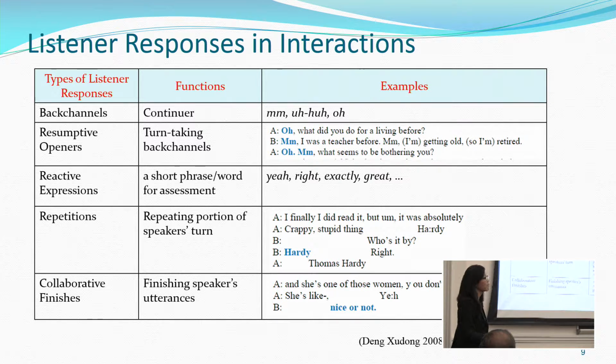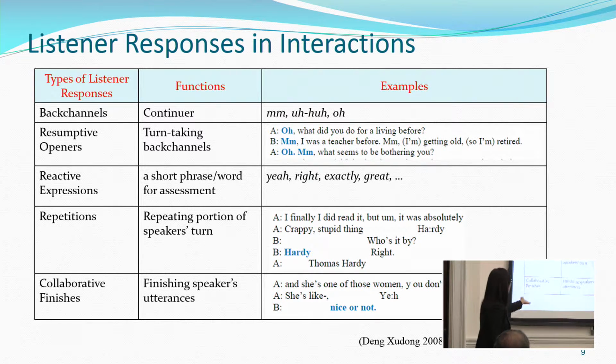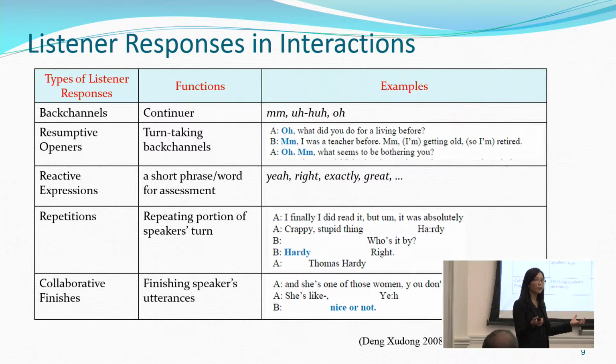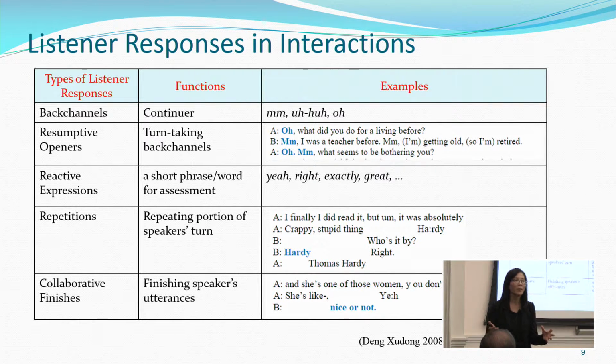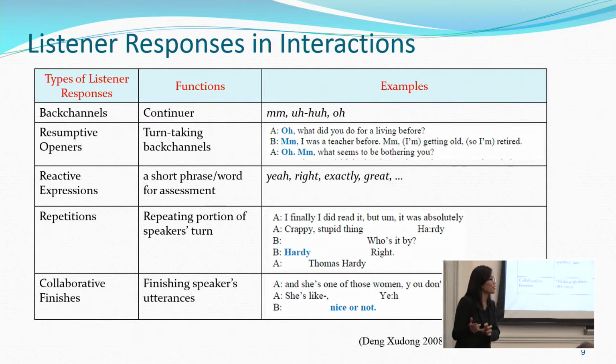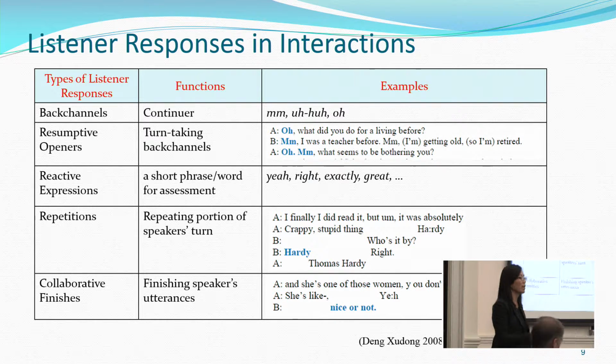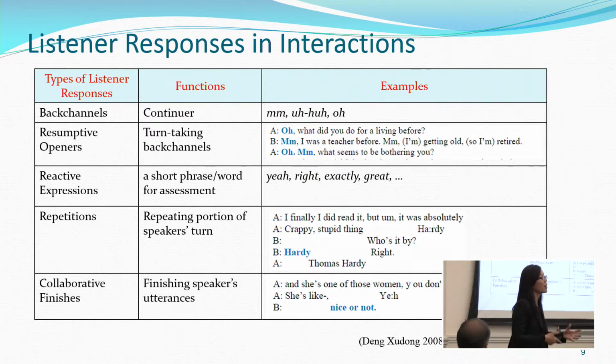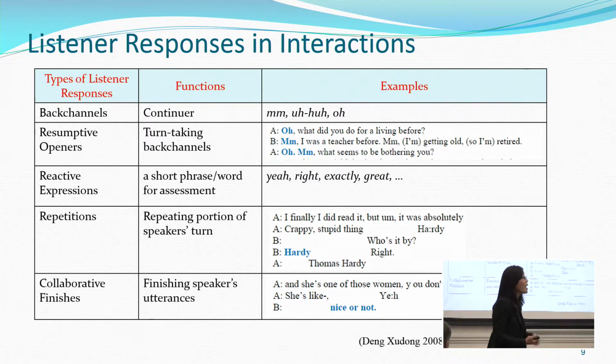Overall, we have 5 types of listener responses. And then some of them at the beginning of the turn, some of them in the middle of the turn, and some at the end of the turn. So we're talking about turn taking. When and where we take the floor also matters in communication.